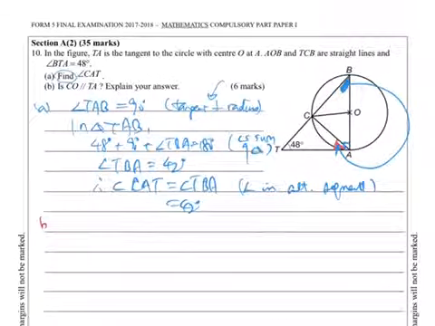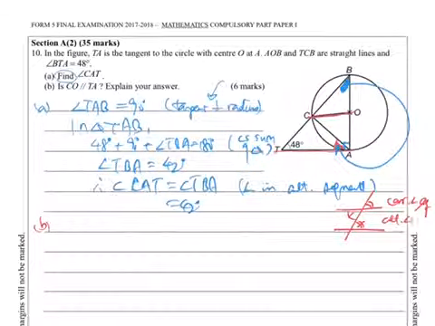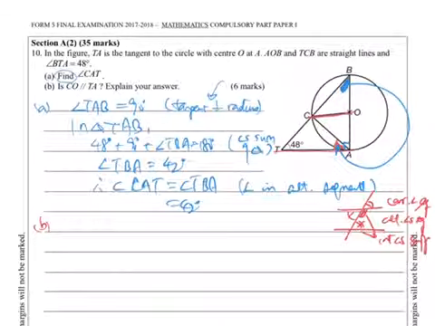And for part B, we want to show whether CO is parallel to TA. Now according to the theorem, if you want to show two lines are parallel or not, either you prove the corresponding angles equal, or alternate angles equal, or interior angles supplementary. Okay, now we need to find out, for example, if you want to use the alternate angles equal or not, then you can try to look at this angle.